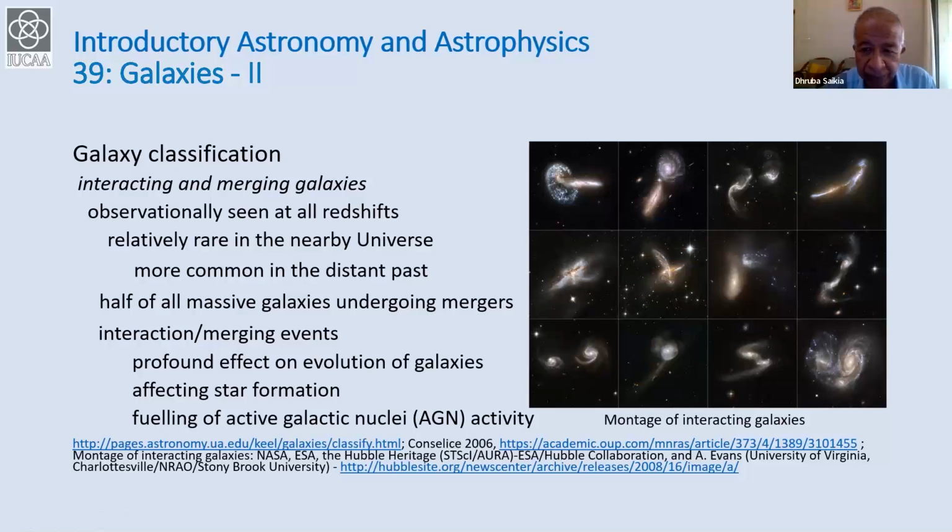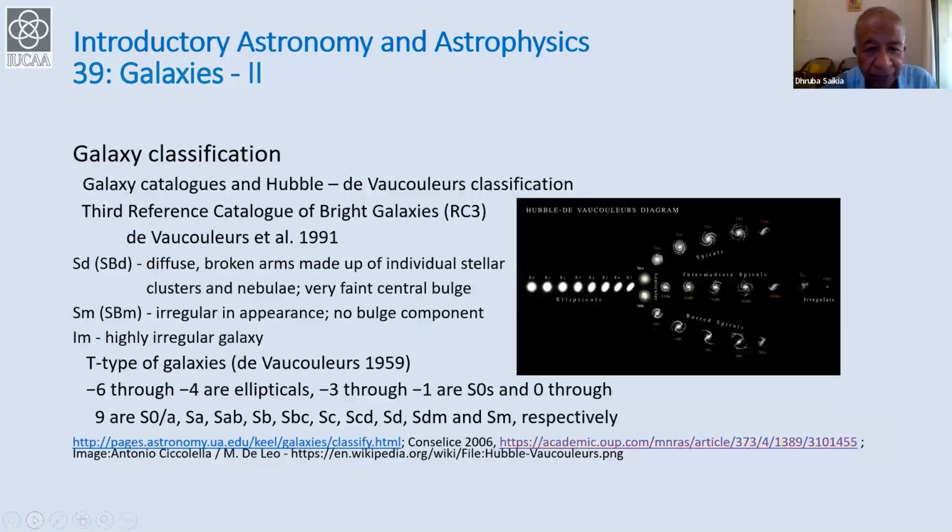And these interactions and mergers have a profound effect on the evolution of galaxies. They affect star formation, they fuel nuclear activity. And what we see today in the nearby universe is a history of the evolution of galaxies, where they may have undergone interactions and mergers throughout the history since they initially formed in the early stages of the evolution of the universe.